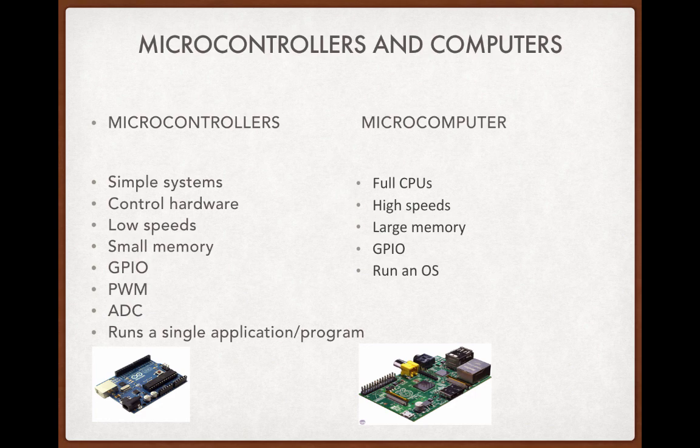Microcomputers have a full CPU. They generally run at much higher speeds, have a larger memory, limited GPIO, but they generally still have some GPIO, and they generally run an operating system. In our case, we're running Linux.